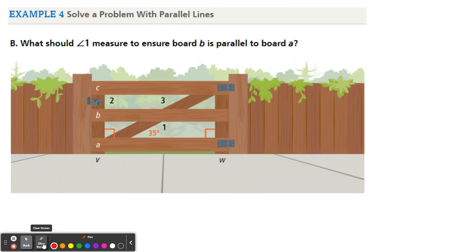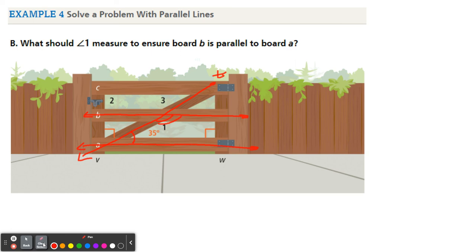All right, one more here. It says, what should angle 1's measure be to ensure that board B is parallel to board A? Here is board B. Here is board A. I'm going to use this diagonal board as my transversal. I'm going to call this T for transversal. We know that this angle here is 35 degrees. What does angle 1 have to be in order for them to be parallel?